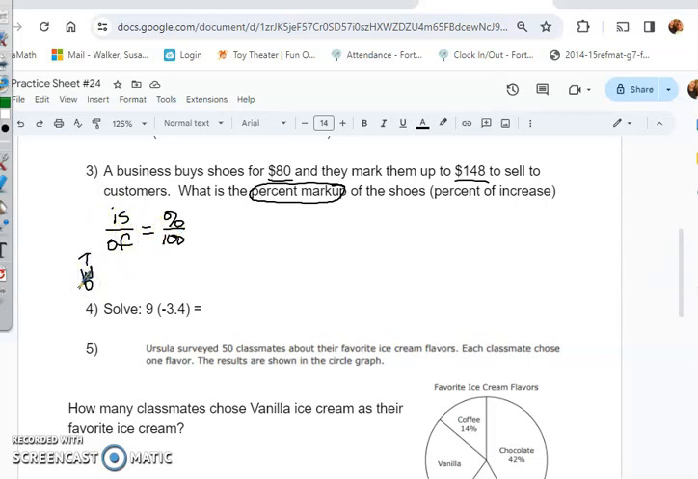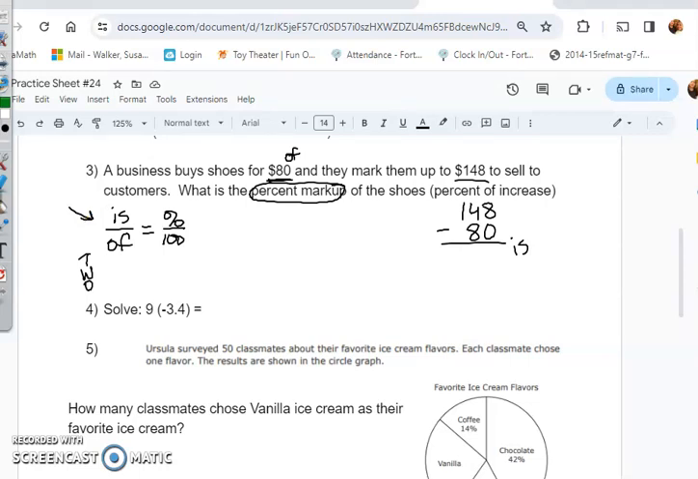total, whole, original. Well, a business buys it for 80, you guys, so that is the of. That's going to go right here, 80. And they mark it up to $148. That's the selling price. So my job is to find how much that price changed by, okay? So your job is to subtract this, and that will be your is, okay? So you're going to put that right here. After that, you will cross multiply, okay? So that will be your job.